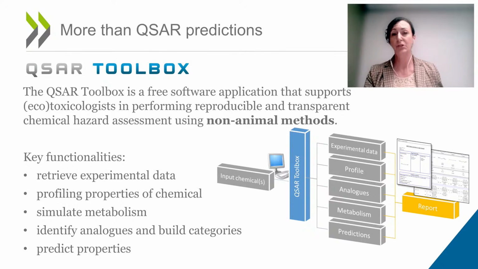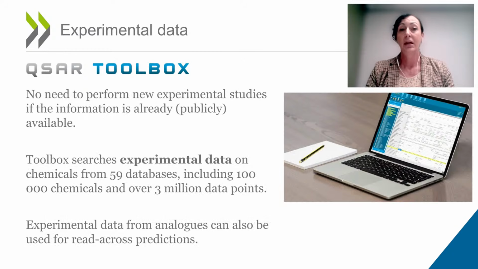So this really helps to bridge the need for de novo animal testing for chemicals for which data are not currently available. In addition, in some cases, the data may actually be available in publicly searchable websites and databases. For example, experimental data is easily accessible through the QSAR Toolbox, and in many cases, there may be no need to perform a study if there's already information. The Toolbox searches experimental data on chemicals from almost 60 databases, and included in that is 100,000 chemicals and 3 million data points. So it's really quite a bit of information.